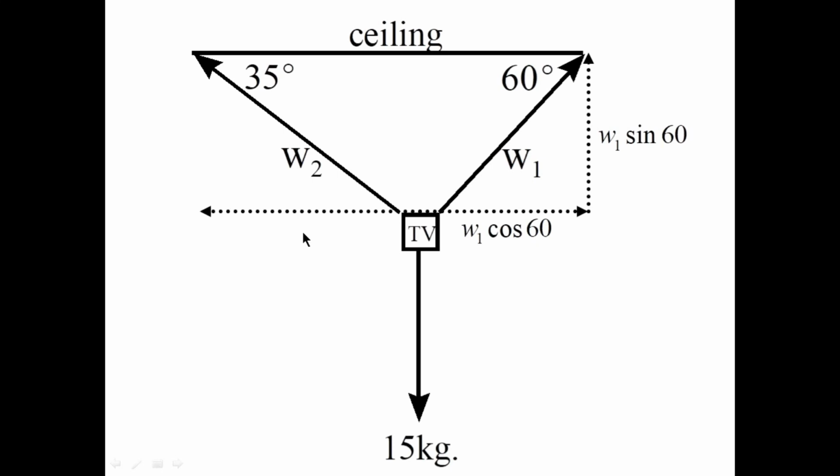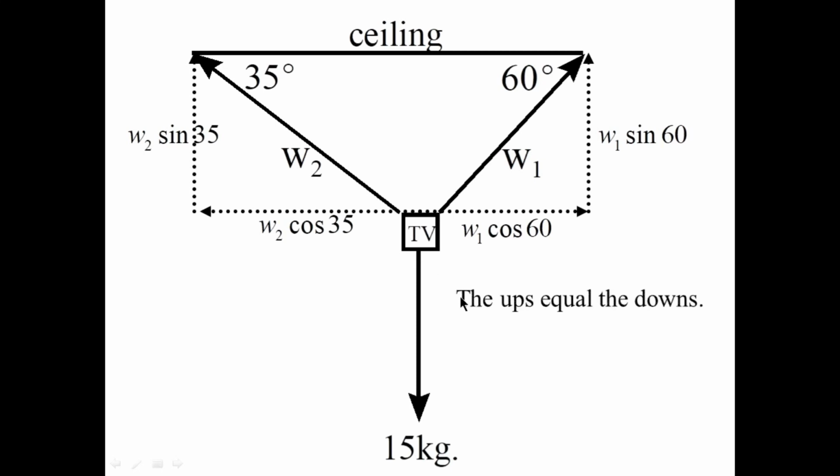Resolving this one into left and up, right here, right away, I can say it must be W2 cos of 35, because 35 is also located in this corner because of the Z. So this must be W2 cos 35, while this must be W2 sine 35. Now we'll just say, okay, this is 15 kilograms. It's still 147 newtons pulling straight down. So the ups equals the downs, and the rights equals the lefts. There's a left, there's a right. There's an up, and there's a down.